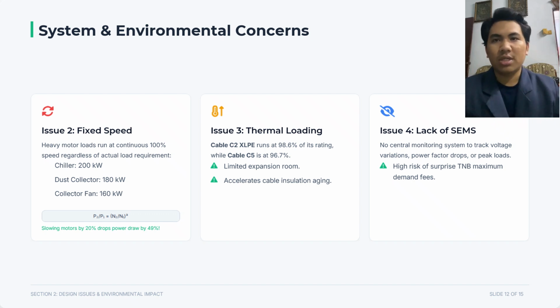The fourth issue is the absence of an energy monitoring system. There is no real-time monitoring of energy consumption. The factory cannot identify abnormal conditions quickly. This results in missed opportunities for energy saving.